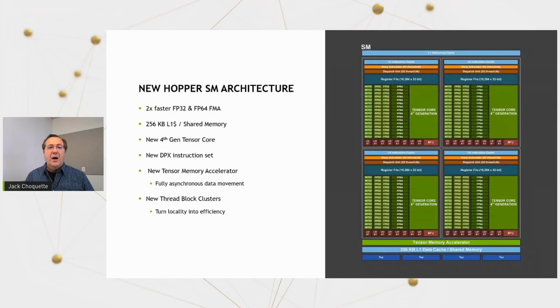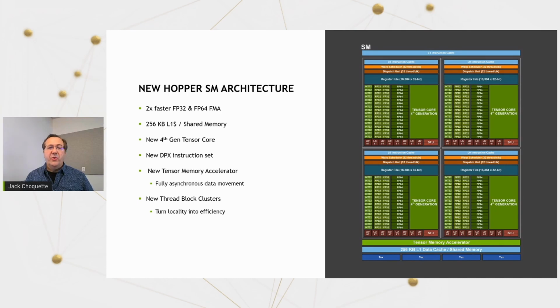Hopper has made many improvements to its SM core. It features a 2x clock-for-clock improvement in traditional FP32 and FP64 throughput. It supports 256 kilobytes of unified L1 cache and shared memory storage, which is 33% more than A100.